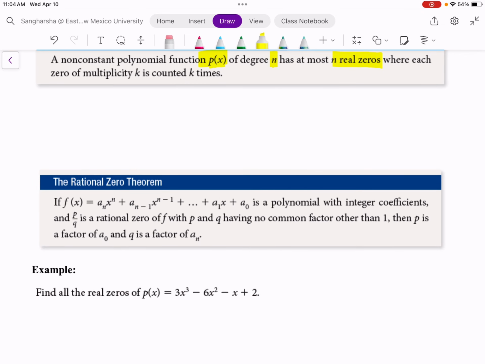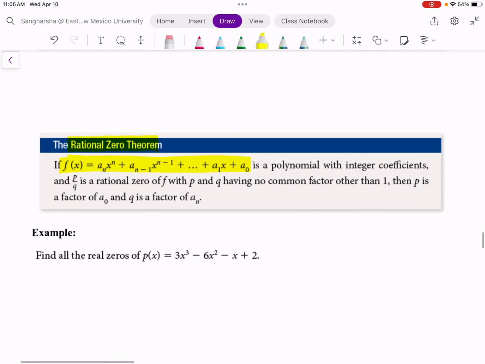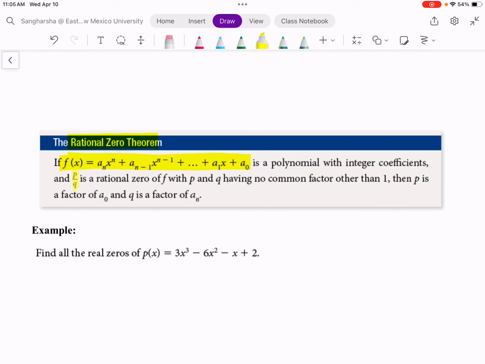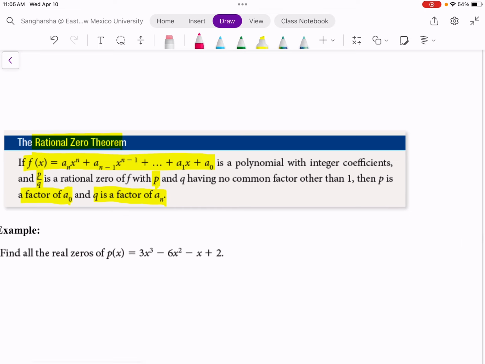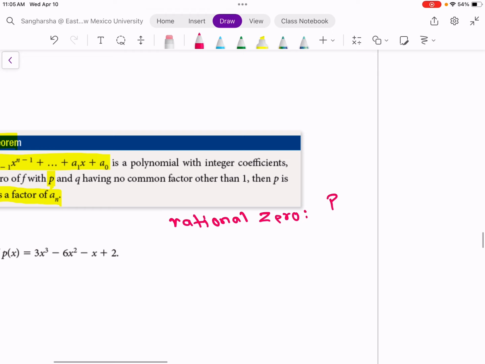Next here we have our rational zero theorem. So let's consider we have any polynomial function. Then p over q is a rational zero, and here p is the factor of a naught, the coefficient of the leading term, and q is the factor of the constant. So let me write one more time. Our rational zero is p over q.